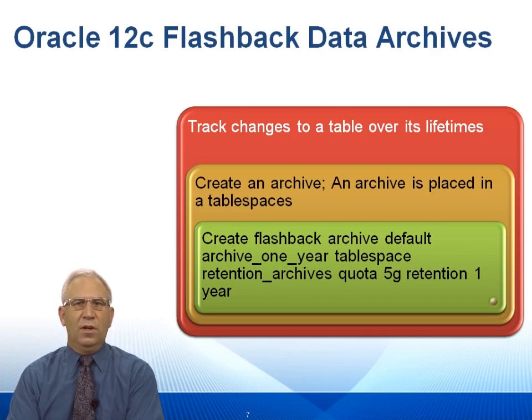So once you place a table in archiving mode, if you give it the keyword default, this would be the archive that it uses. So here I'm going to create a flashback archive. This archive will be the default archive for the entire database. The name of the archive is archive 1 year, and it is going to reside in the table space retention archives. This particular archive will have a quota of 5 gig in this given table space with a retention of 1 year.